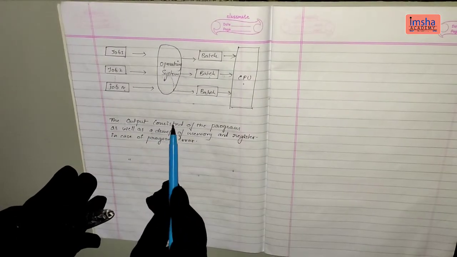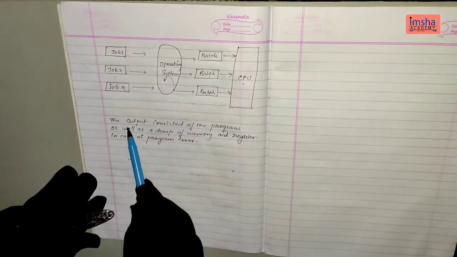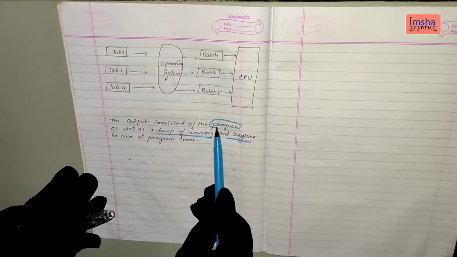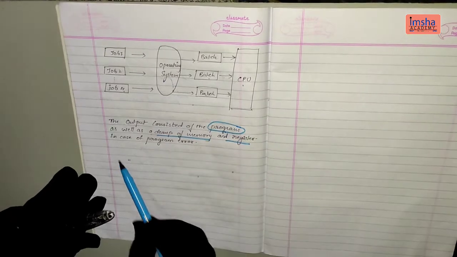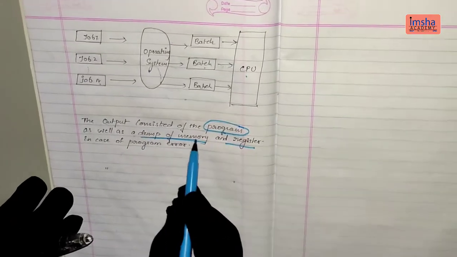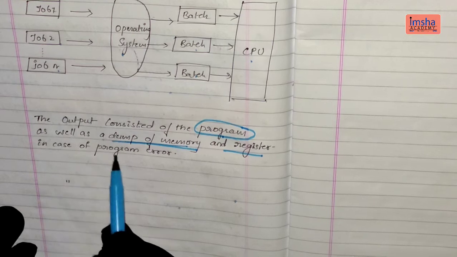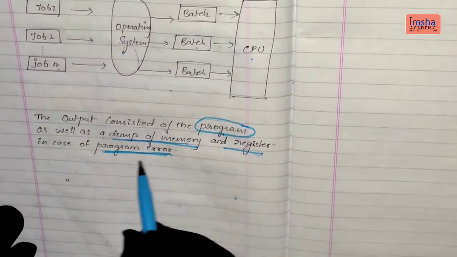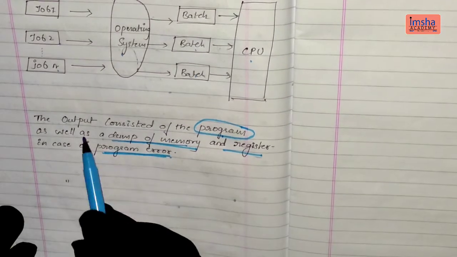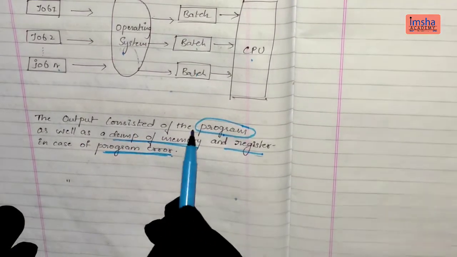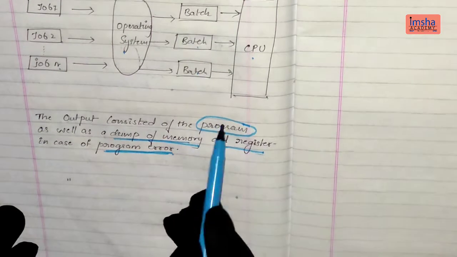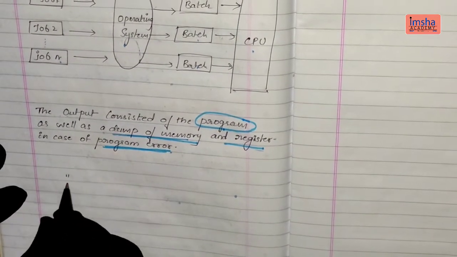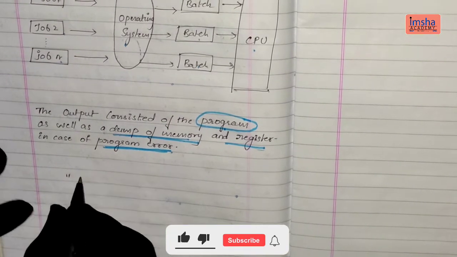So the output consisted of the program as well as a dump of memory and registers. In case of successful output, the program output is given, and in case of an error, the dump of memory would be given. In case of what? Program errors. If there is an error, then some registers and the dump of memory would be produced. Otherwise, the program output would be presented to the user. So we can summarize what a batch operating system is.